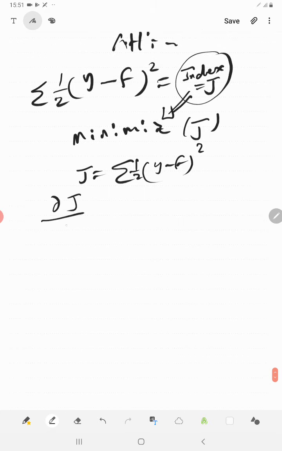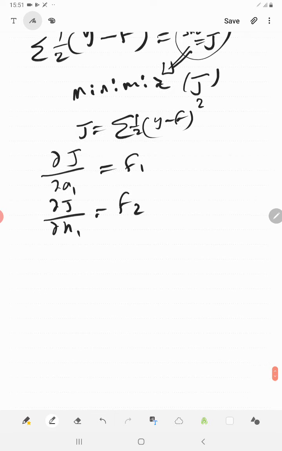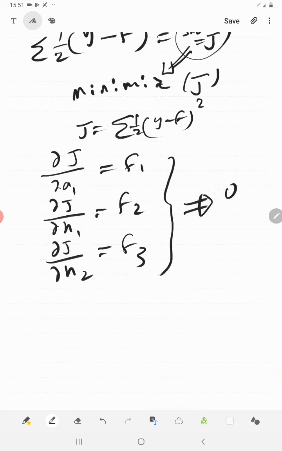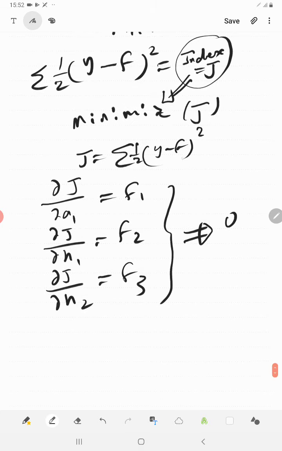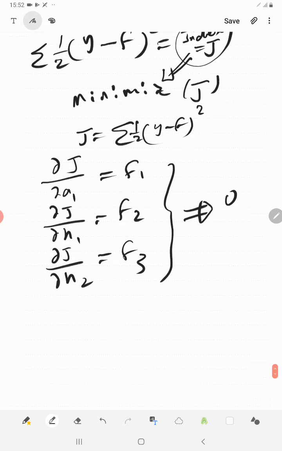We take the derivative of J with respect to A1, let's call it F1, the derivative of J with respect to H1, let's call it F2, and the derivative of J with respect to H2, let's call it F3. So these must go to 0. When we optimize, minimizing the least square, we want to find what A1, H1, and H2 best minimize this index.